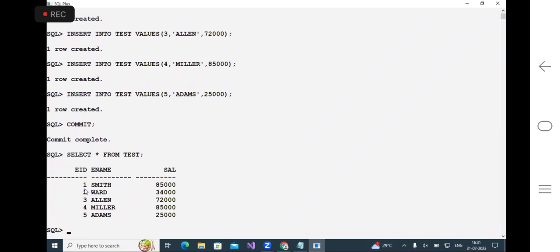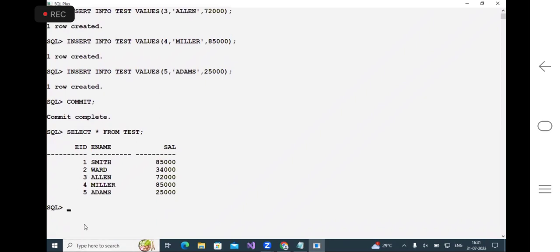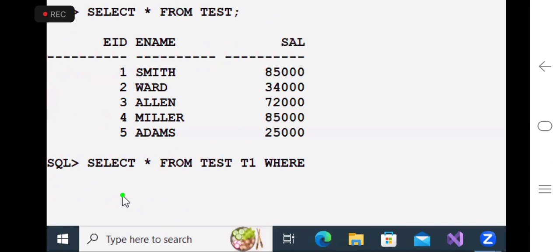Now the same scenario: when I go to correlated as per the syntax, what is the syntax? Select star from table name and table alias name T1, where what is our logic there? N minus 1. How can we find out n minus 1? The reason is very simple.